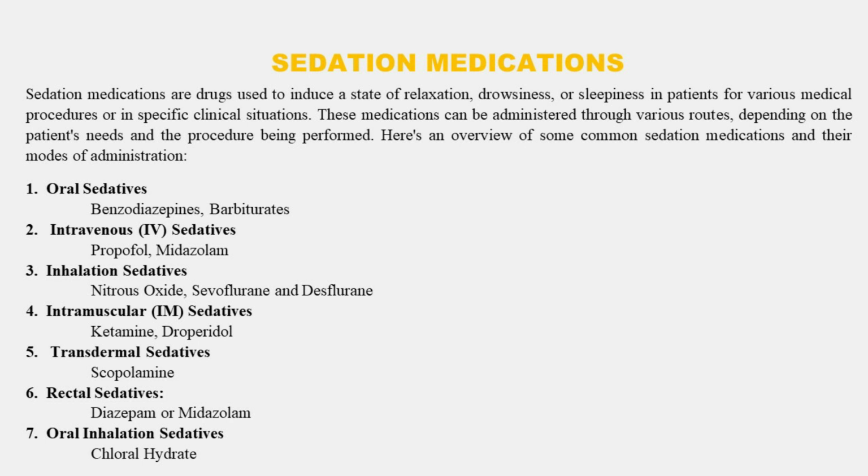1. Oral sedatives. Benzodiazepines, medications like diazepam, Valium, lorazepam, Ativan, or midazolam, Versed, can be taken orally in pill or liquid form. They are commonly used for preoperative anxiety and sedation. Barbiturates, less commonly used today due to their potential for overdose and addiction. Examples include phenobarbital and secobarbital.